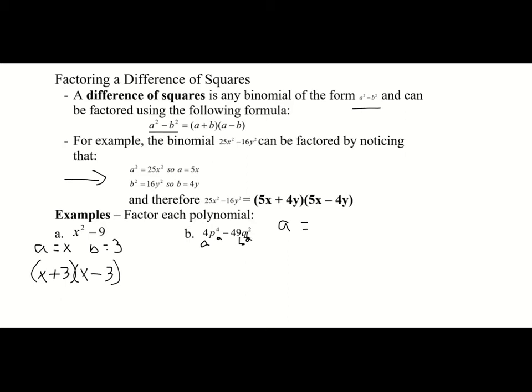the square root of a squared is, again, 2p to the 4th, because we took the square root of this. And then b is going to be 7q. So when I go to factor it, again, it's going to have both a and b with the plus sign and a and b with the minus sign. So it's going to be 2p to the 4th plus 7q. And it doesn't matter if you put the plus or the minus first. And then 2p to the 4th minus 7q.